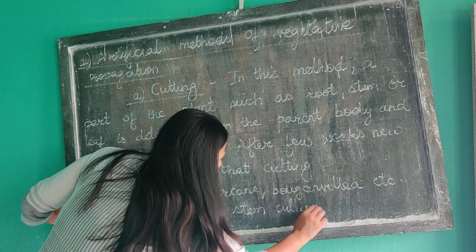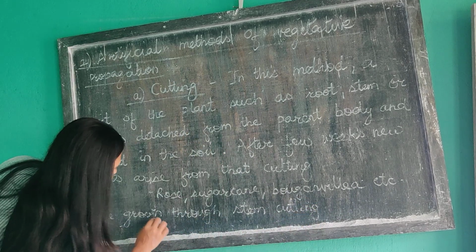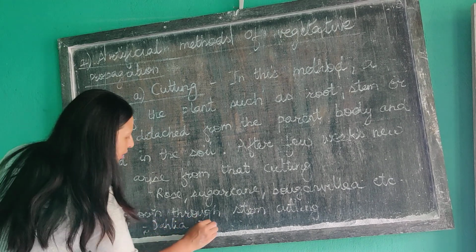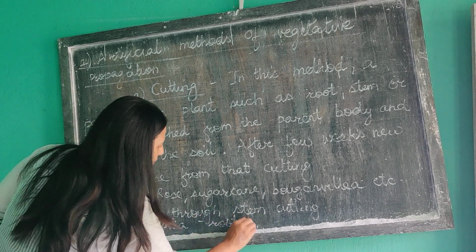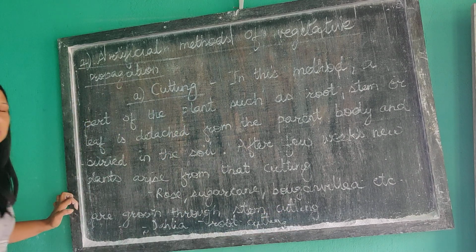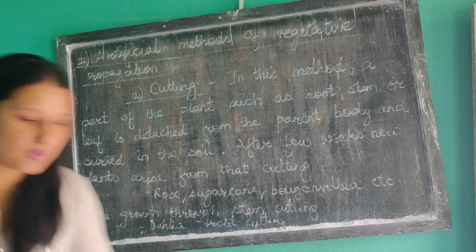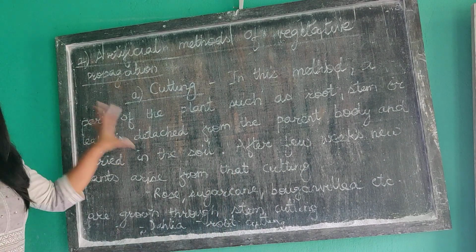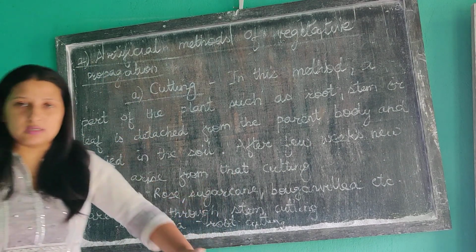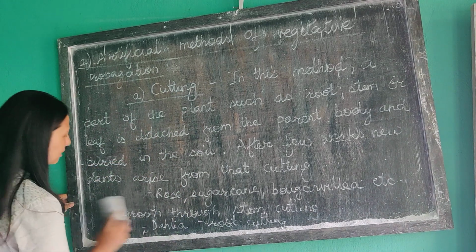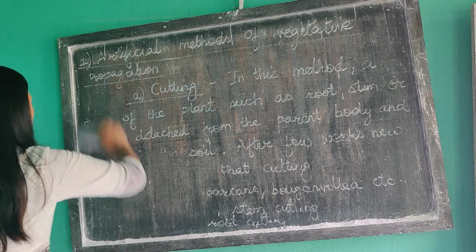Okay, there is a plant called dahlia. So dahlia is grown through root cutting. So in this way, either root or stem or leaf is cut from the parent and then it is buried in the soil. This type of method is artificial, we are cutting it. It is not happening naturally. So this is the artificial method of vegetative propagation.